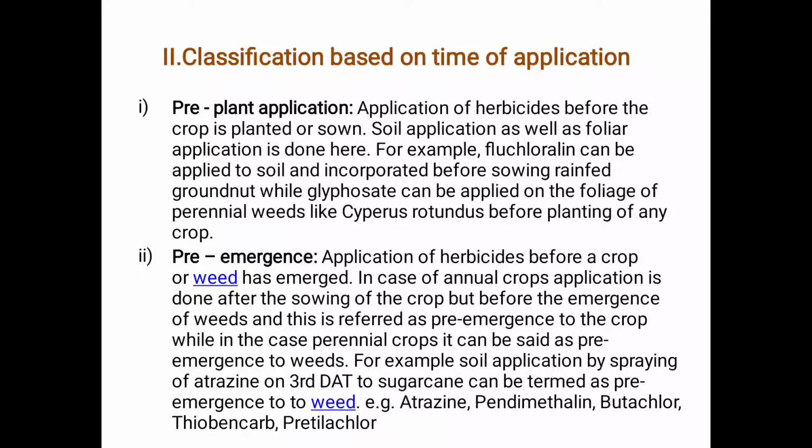Then pre-emergence herbicides. Pre-emergence herbicides means application of herbicide before a crop or a weed has emerged. In case of annual crops, application is done after the sowing of the crop but before the emergence of weeds, and this is referred to as pre-emergence to the crop, while in case of perennial crops it can be said as pre-emergence to weed. Such herbicides are soil active compounds effective against a variety of weeds germinating from seeds, and atrazine, simazine and alachlor are some common pre-emergence herbicides.